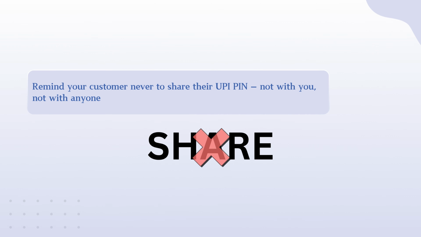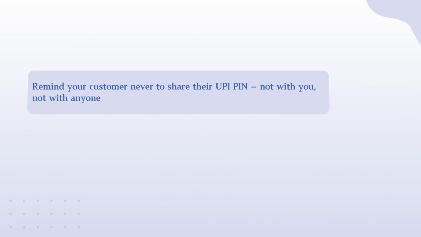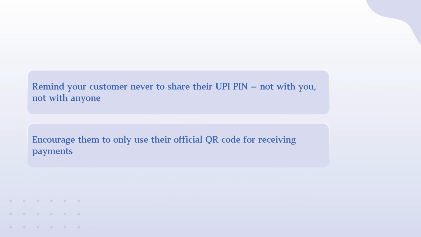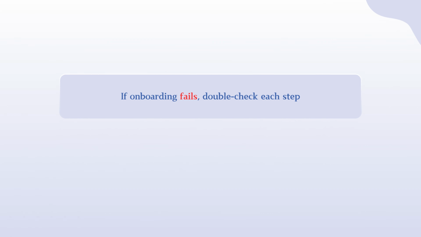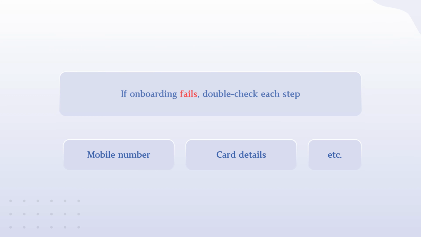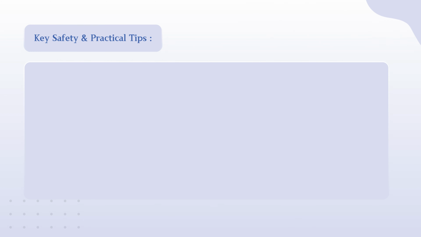Reminders for agents. Remind your customer never to share their UPI PIN. Not with you, not with anyone. Encourage them to only use their official QR code for receiving payments. If onboarding fails, double-check each step, mobile number, card details, etc., and try again.